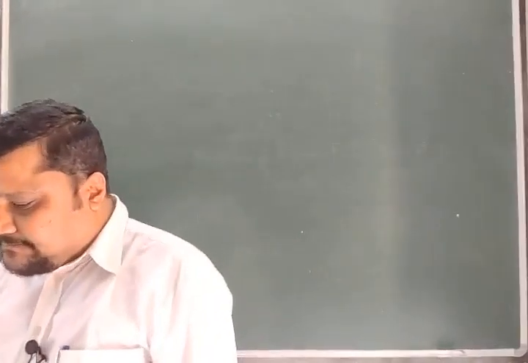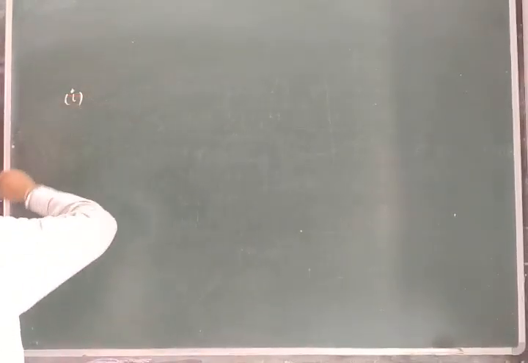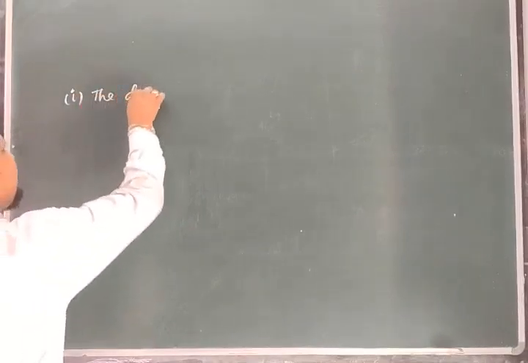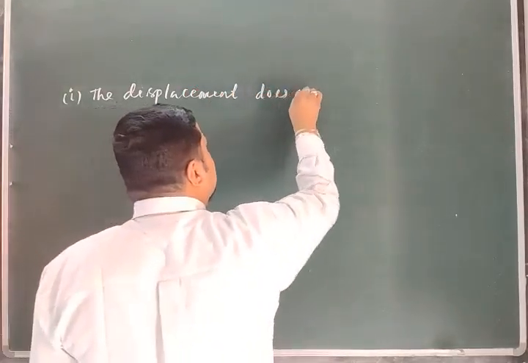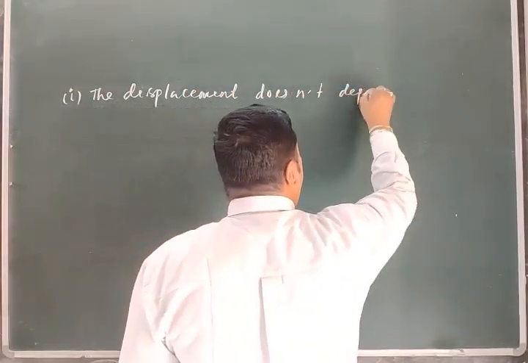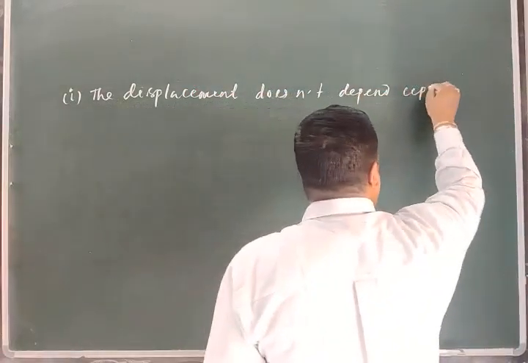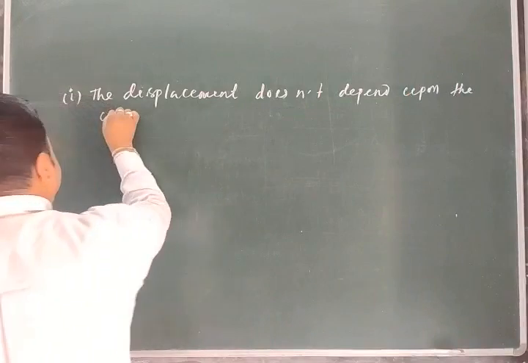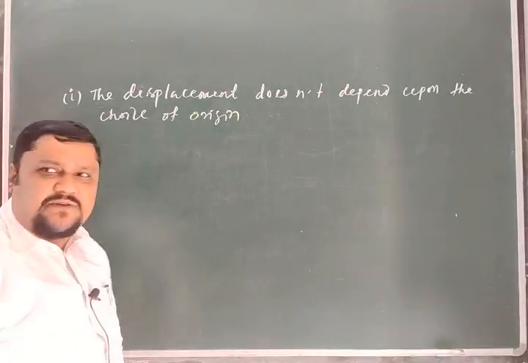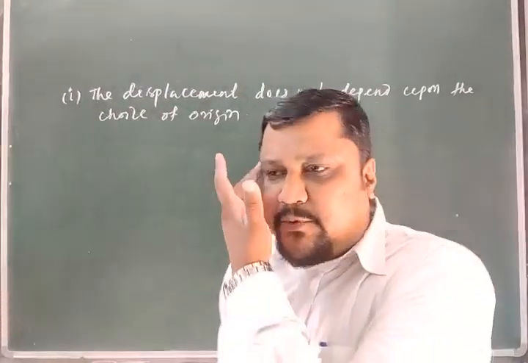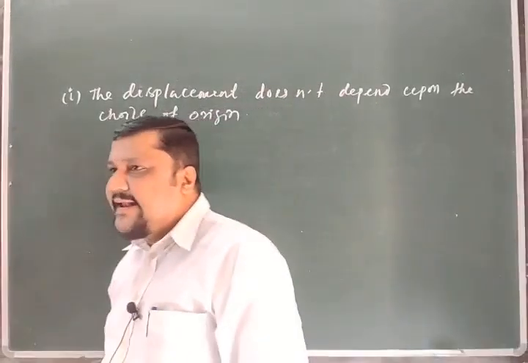Okay. Then next, the displacement of a particle in the given time interval does not depend upon the choice of the origin. Means the next point, there are some characteristics we can say, that the displacement does not depend upon the choice of origin. What does it mean, choice of origin? Because it is always concerned with the final and the initial position.